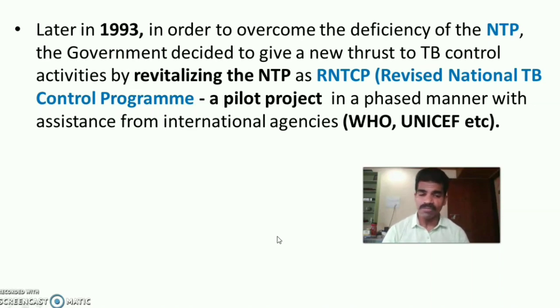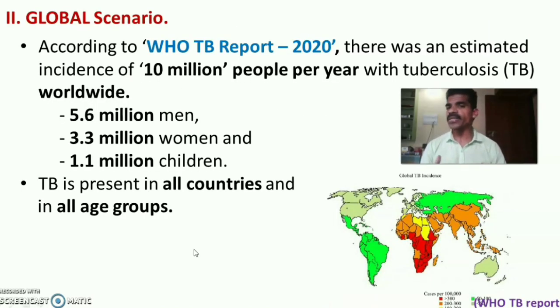The next is the global scenario of TB, or the size of the problem, both in the world and in India. According to the WHO TB report 2020, there was an estimated incidence of 10 million people per year in the world. Out of this 10 million, 5.6 million were men, 3.3 million were women and 1.1 million were children. So according to the WHO TB report 2020, there are 10 million people per year suffering from tuberculosis worldwide.